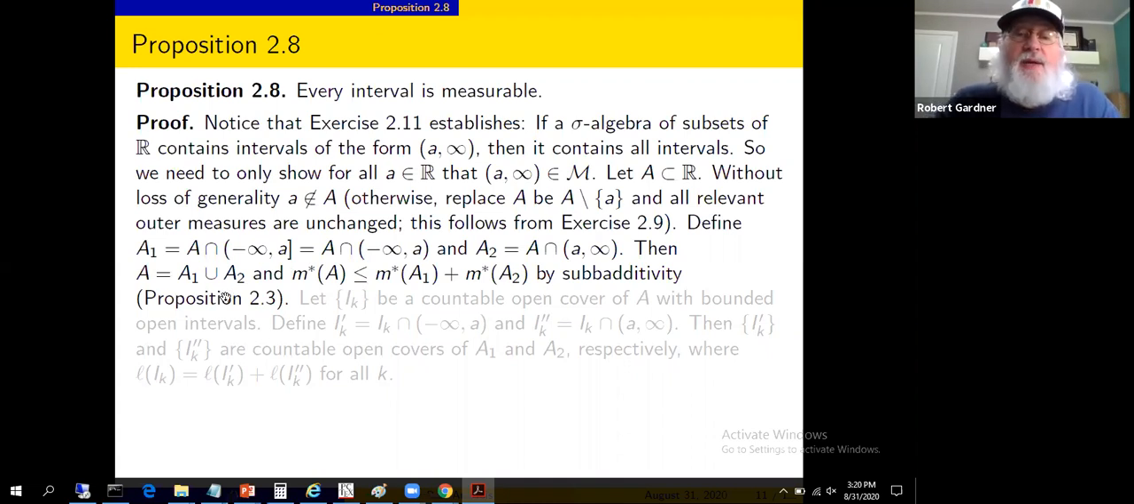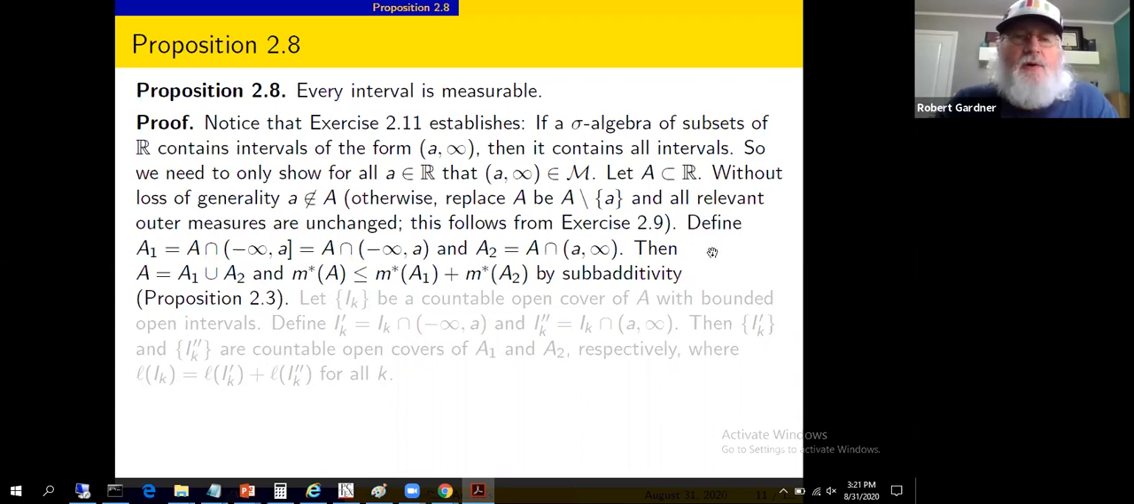We know by subadditivity that the measure of the union is less than or equal to the sum of the measures. So the outer measure of A is the outer measure of A1 union A2, which is less than or equal to the sum of the outer measures. Subadditivity, very finite subadditivity in this case. Okay.